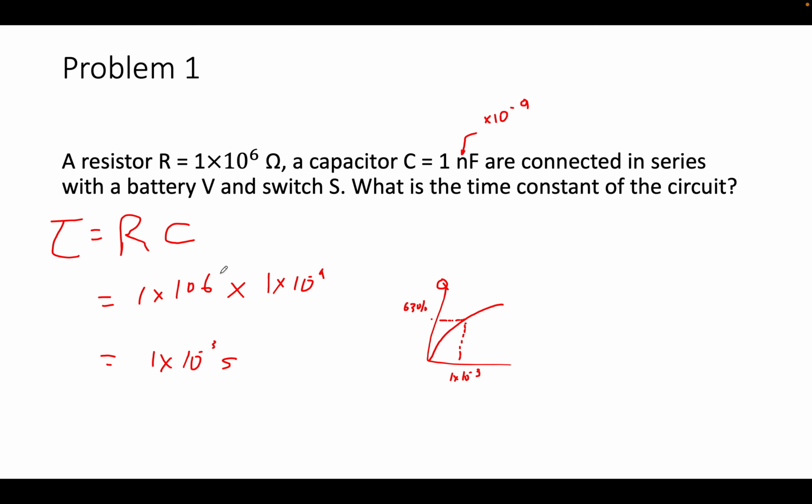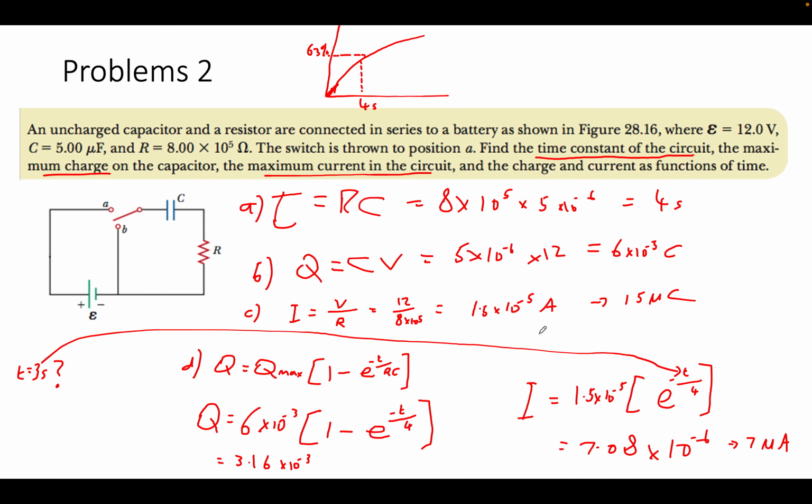R times C, and you'll get your answer for the time constant. That's the time it will take to reach 63% of the charge. Okay. Another example you might get is if you have an uncharged capacitor in series to a battery, you have the battery voltage, you have the capacitance, you have the resistance. You switch it to A, which means the current will start to flow into the capacitor now.